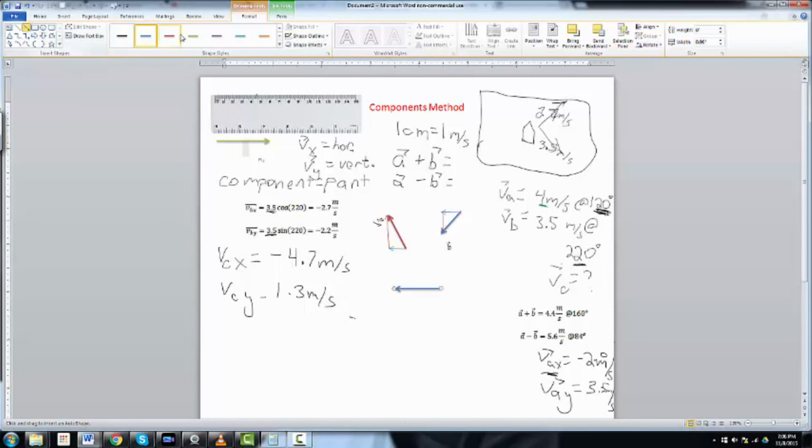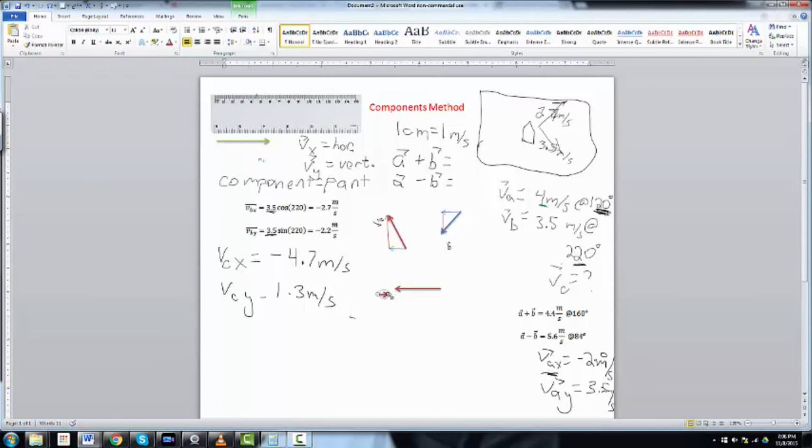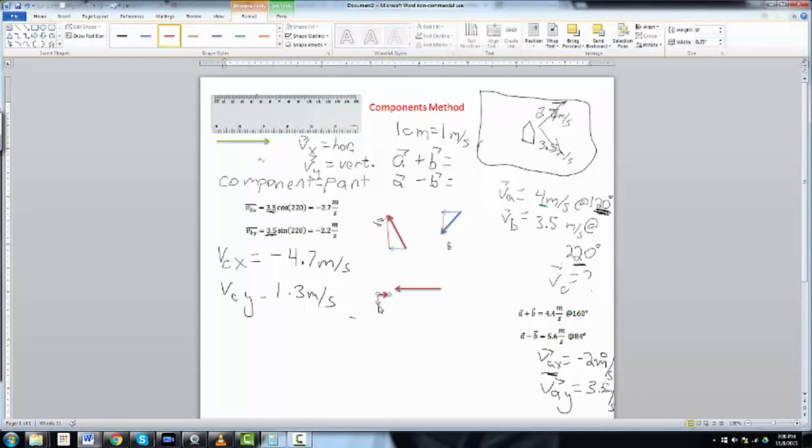In the y, it's doing negative 1.3. So let me just draw it here. Negative 1.3, close to be there. Make it a little bigger. Okay. And this needs to be, if I kept that all the same.